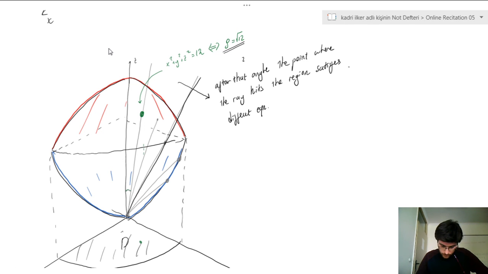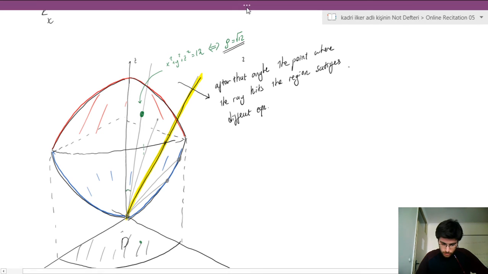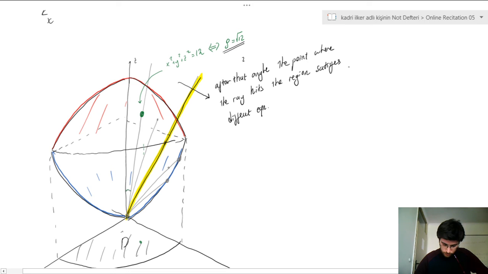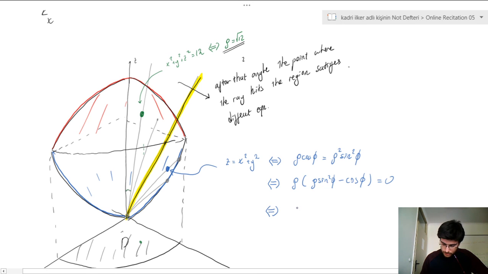But on the other hand, if you cross this line, this very specific ray, after this yellow one, when you hit somewhere over here, for instance, this point now satisfies a different equation, because it sits exactly on this surface, but in this new language, this corresponds to rho cosine phi equals rho squared sine squared phi. With certain algebraic manipulations, you have rho times (rho sine squared phi minus cosine phi) equals 0, and this means that rho is either 0 or rho is cosine phi divided by sine squared phi.